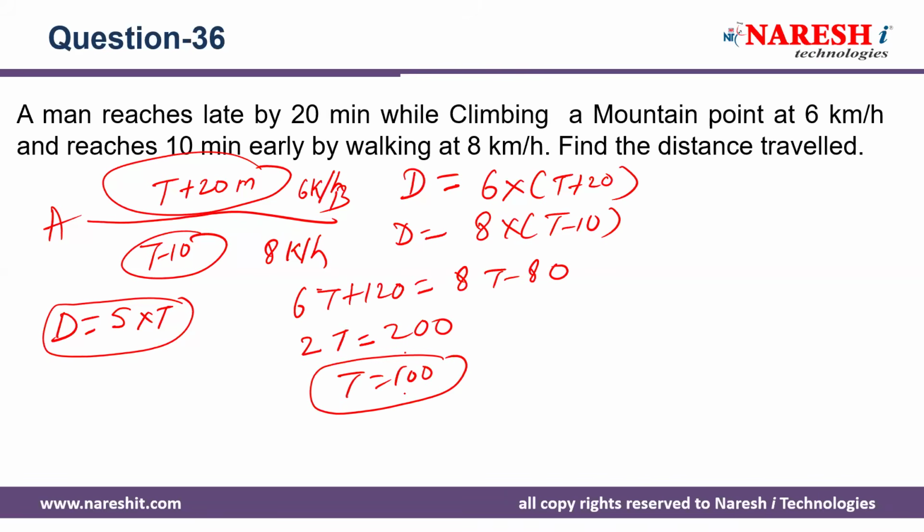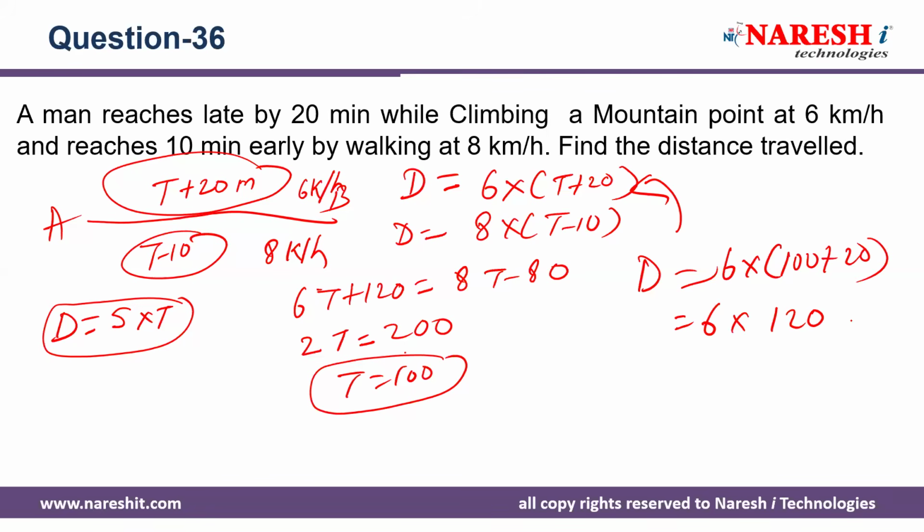If t is 100, substitute the value and find the distance. In this case, 6 into 100 plus 20, 6 into 120. This 120 is in minutes because they told 20 minutes. 6 into, convert 120 into hours, divide by 60 because the speed is kilometer per hour. Answer, 12 kilometer.